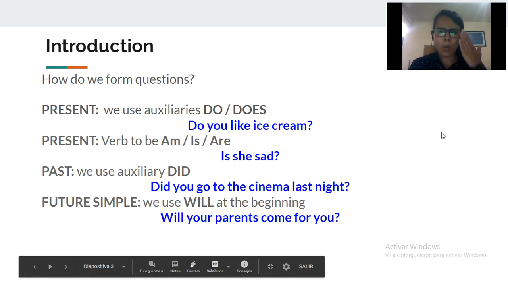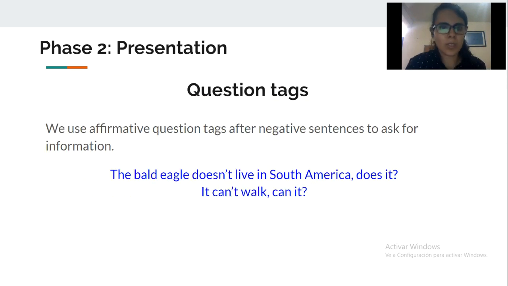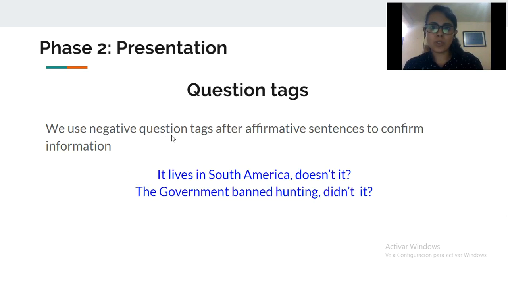So now let's check what are the question tags. What am I talking about? Okay, so the question tags are a little question that goes at the end of a sentence. Okay, and we have affirmative and negative question tags. The affirmative, we are gonna use them to ask for information, for more information. Okay, and the negative, we are gonna use it to confirm the information we know.